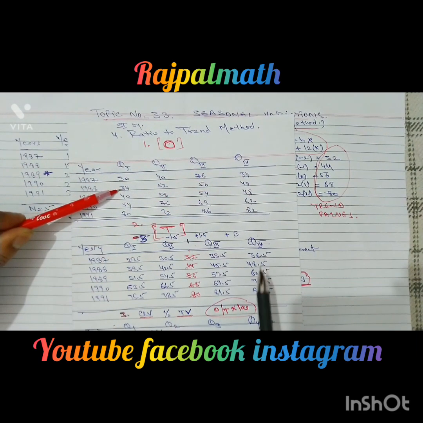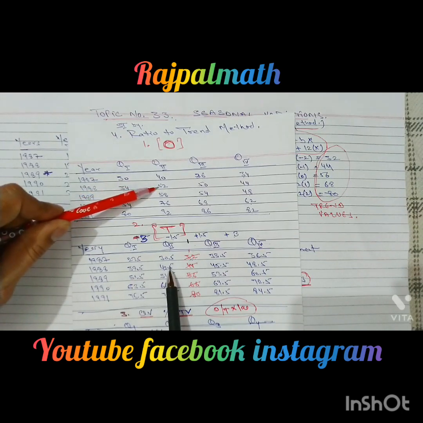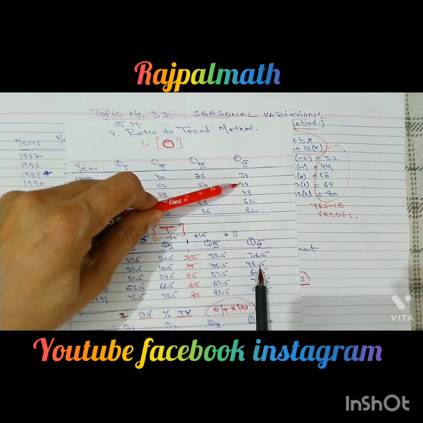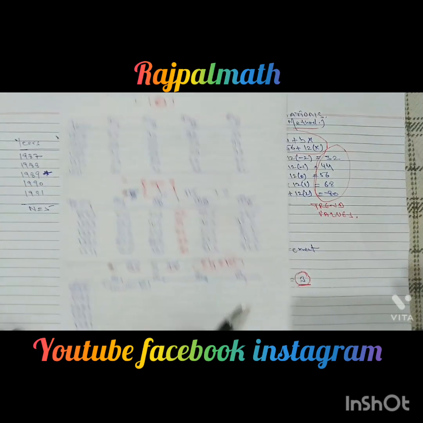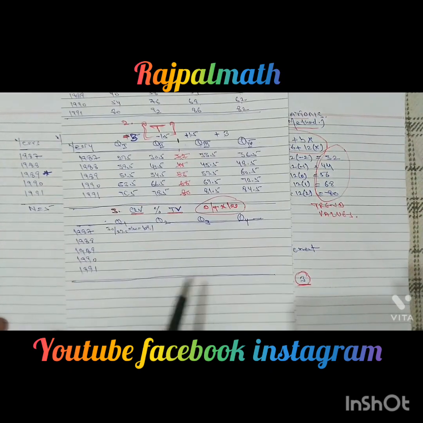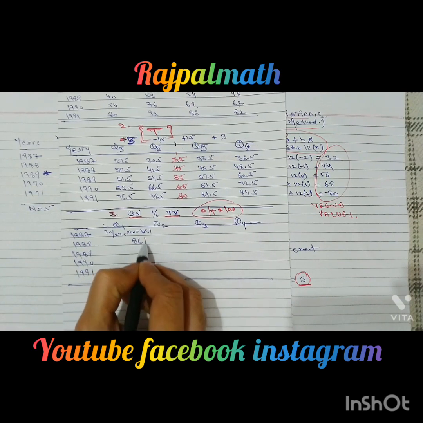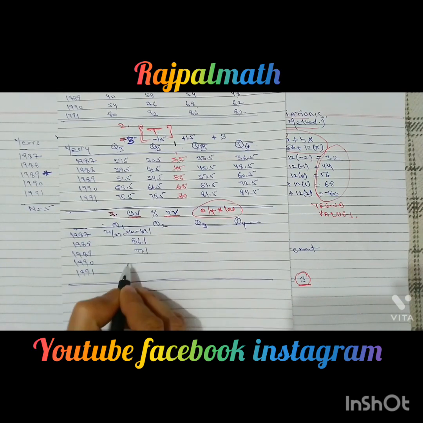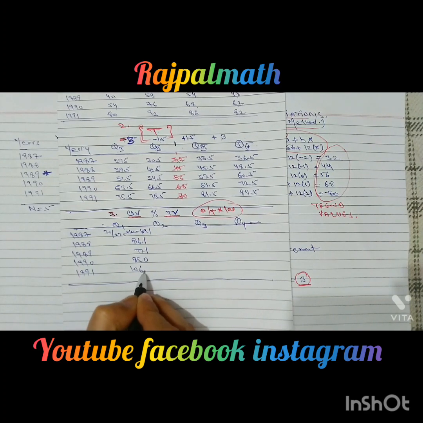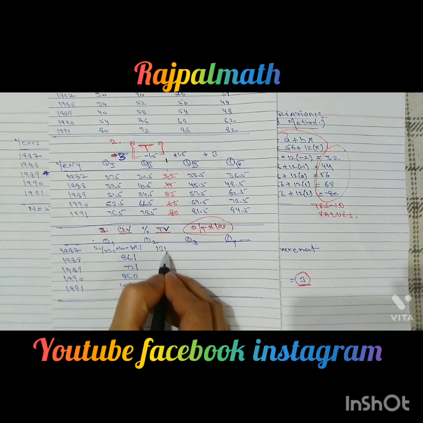For 1988, first value, and so on: for every term we need to calculate O divided by T into 100 for each and every value. We get 86.1, 77.1, 85.0, 106.0. For the next quarter, 130.1.